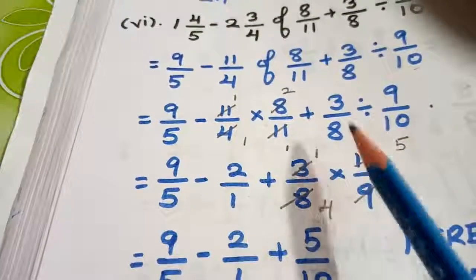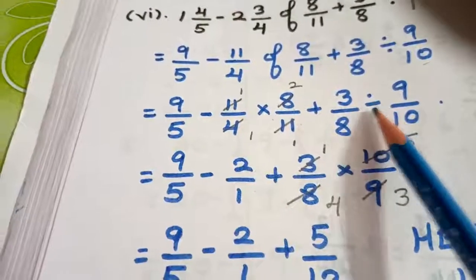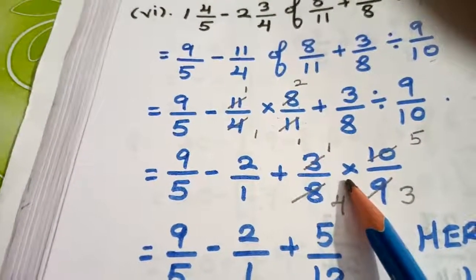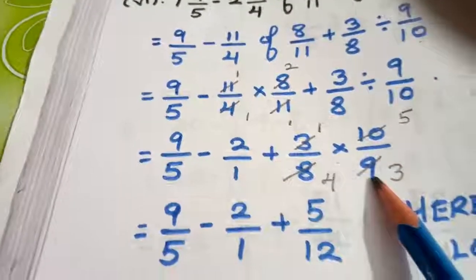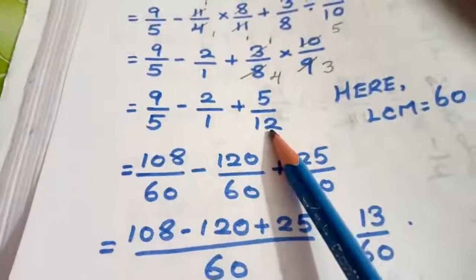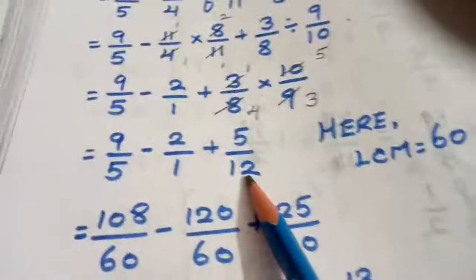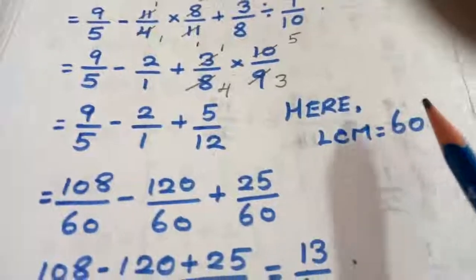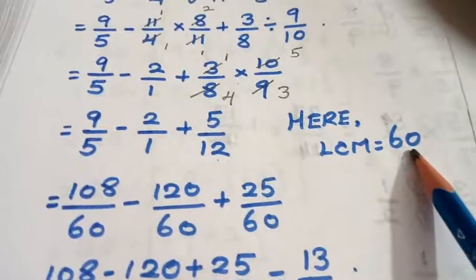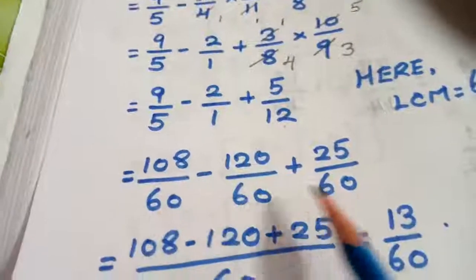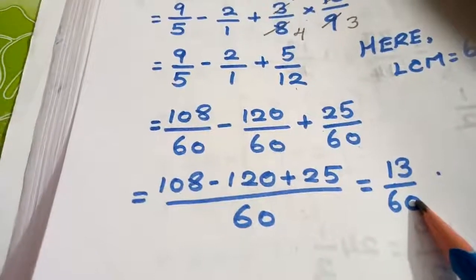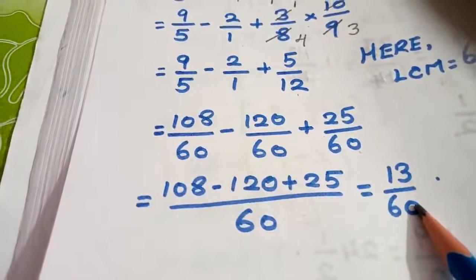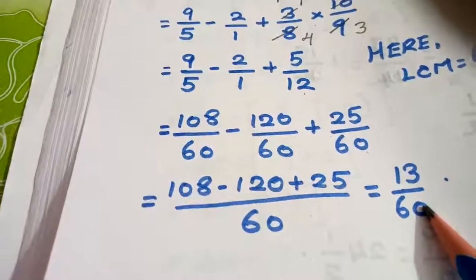While you are coming to the next operation, I am converting this division into multiplication. While you are converting, you are going to write it in the form of reciprocal. Simplify. Then you are going to check the denominator. While you are checking the denominator, it is different. Take LCM. While you are taking LCM, you are going to get the LCM as 60. Make the denominator the same. Simplify, and the final answer is going to be 13 by 60, and this is the way of doing the sum.